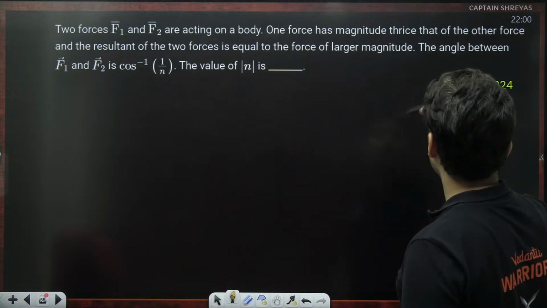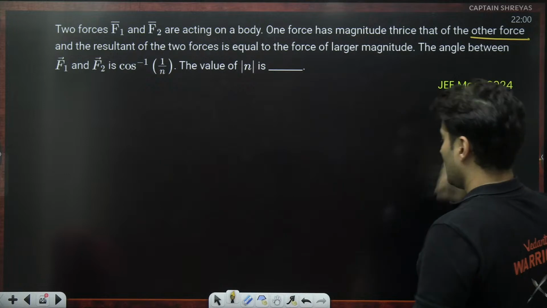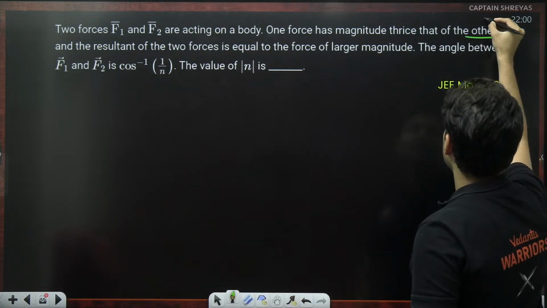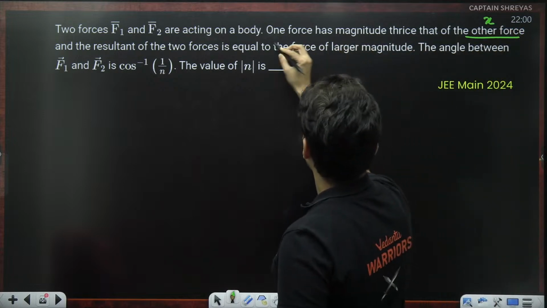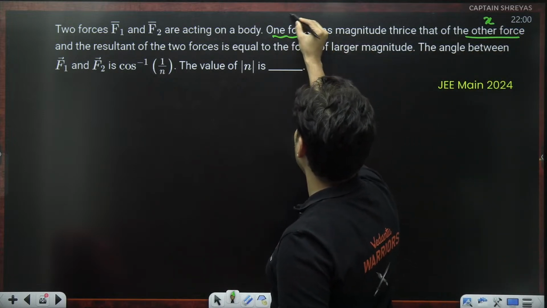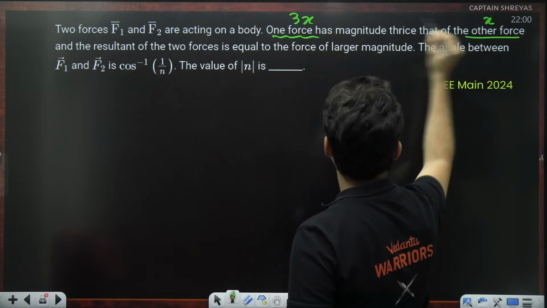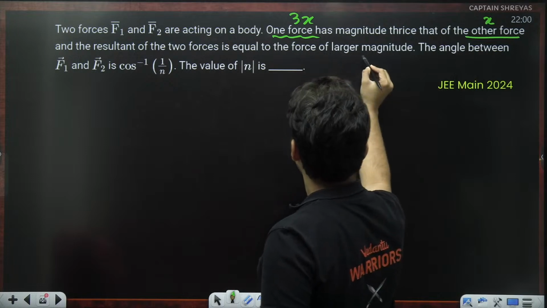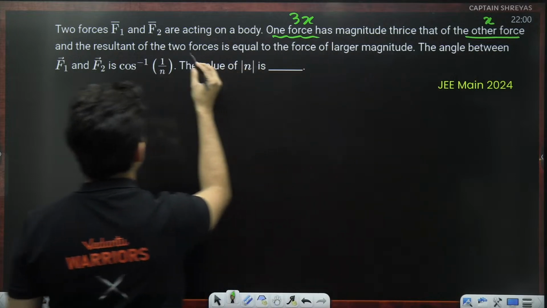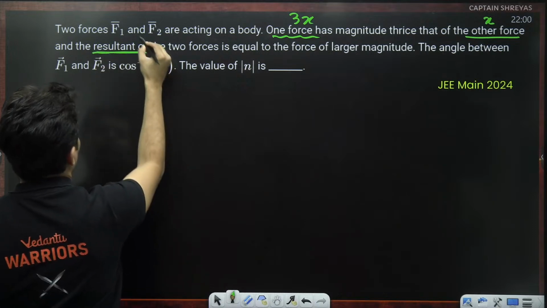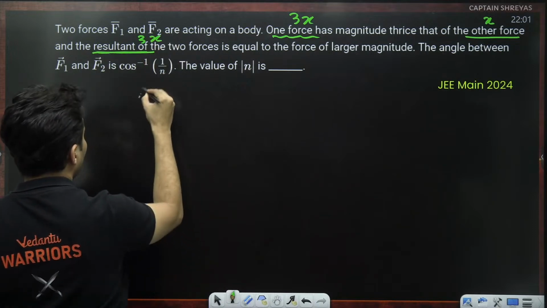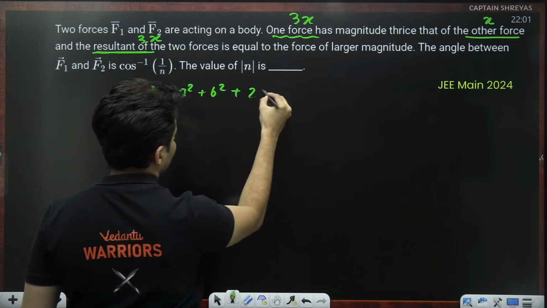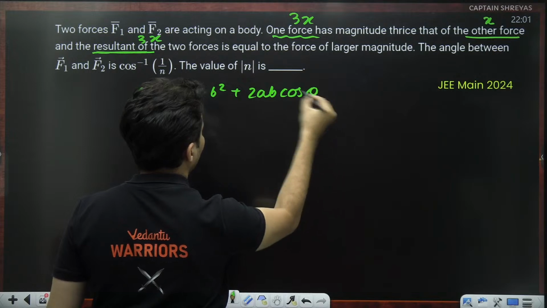One force has a magnitude thrice of the other force. How about taking the other force as, let's say, x. So this first force has a magnitude of 3 times of that other one. The resultant force is equal to the force of the larger magnitude. Larger is 3x. So the resultant will be 3x. We all know resultant square is a square plus b square plus 2ab cos theta. We have to find theta over here.